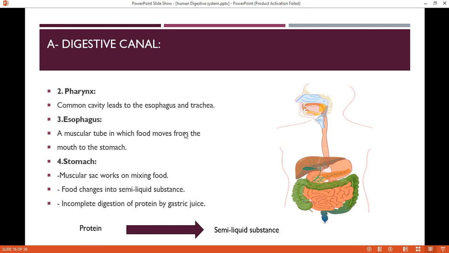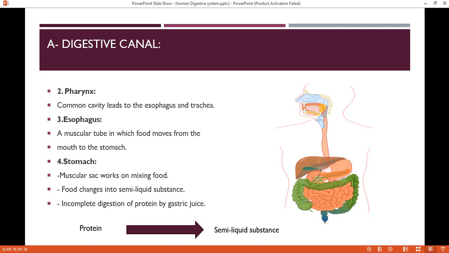What is the function of the esophagus? Here is the esophagus, a long, muscular tube which pushes the food down into the stomach. Perfect. Then it goes to the stomach. What is the stomach? Here, as you see, the stomach is a muscular sac that works on mixing food, so the food changes into a semi-liquid substance. The stomach secretes gastric juice that digests the protein. It converts the protein into a semi-liquid substance.